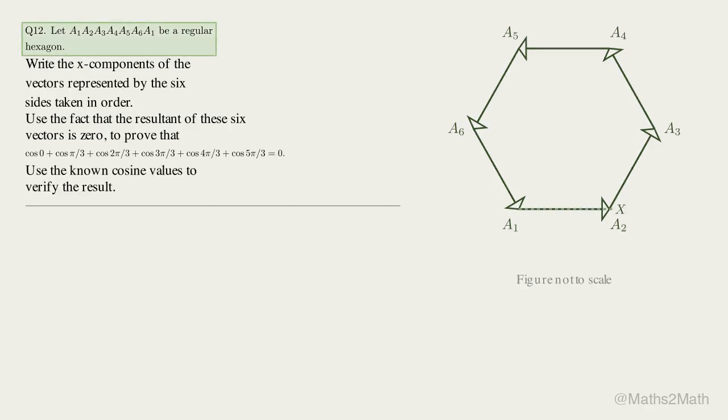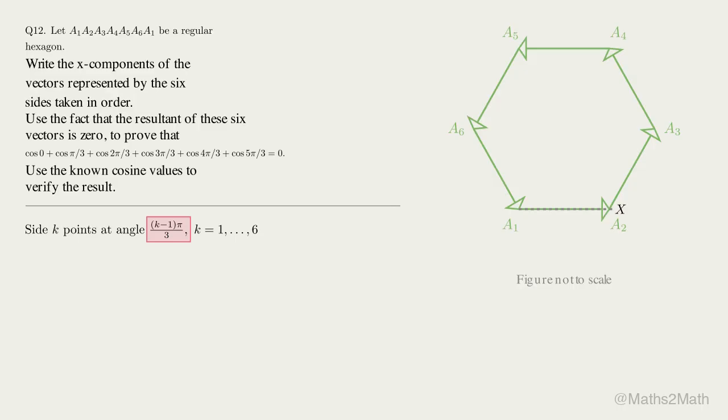Question 12. The regular hexagon, A1 through A6. We write the x components of the 6 sides, taken in order, and use the fact that the resultant of the 6 vectors is 0, to prove that the 6 cosines, 0 through 5 pi by 3, add to 0. What does this mean? A closed polygon's sides sum to the 0 vector, so their x components must cancel. Each side has the same length, say L, and successive sides turn by 60 degrees.